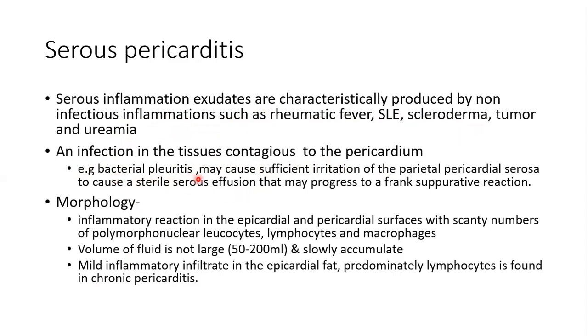So bacterial pleuritis, these are the happenings within the lungs, okay, may cause sufficient irritation of the pericardial serosa to cause sterile serous effusion, which may progress to a frank suppurative reaction. And looking at the morphology, there are inflammatory reactions in the epicardial and the pericardial surfaces with scanty numbers of polymorphonuclear cells, lymphocytes, and macrophages. And the volume of fluid is not usually large. It could be within the range of 50 to 200 ml, and they tend to accumulate slowly. You also tend to find the lymphocytes a bit predominant, particularly in chronic pericarditis.